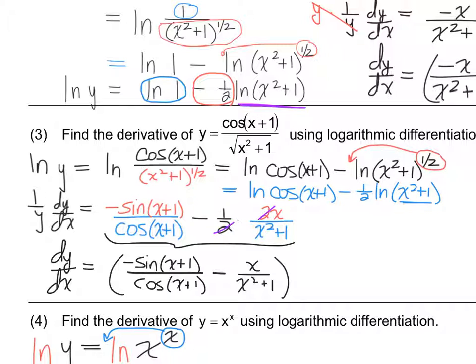All right, so I'm reproducing that, multiplying both sides by y. All right, so the whole shebang on the right-hand side should be multiplied by y, but y is that original expression, cosine x plus 1 over the square root of x squared plus 1. And that would be our derivative.